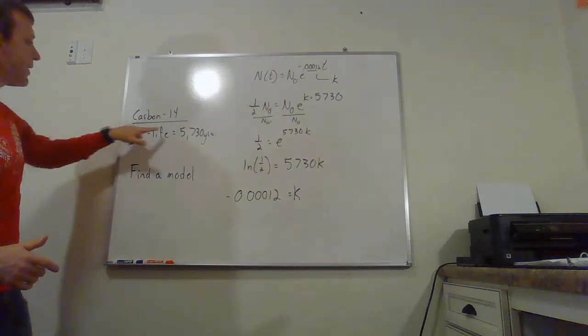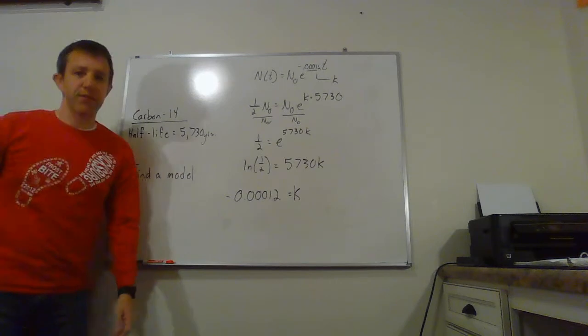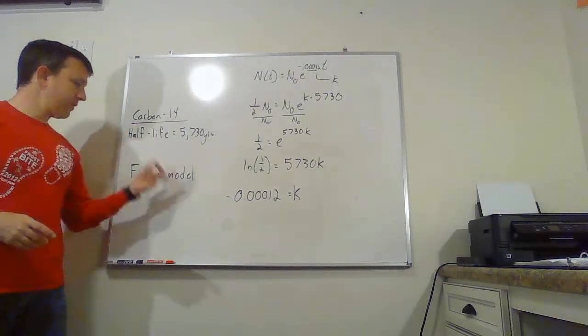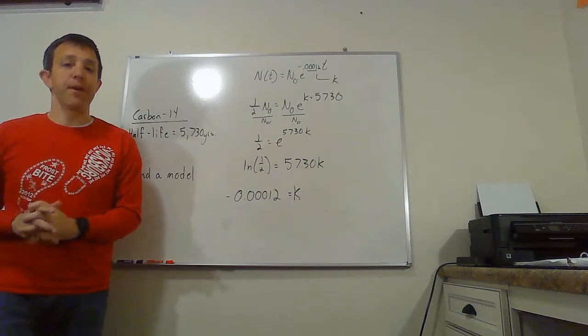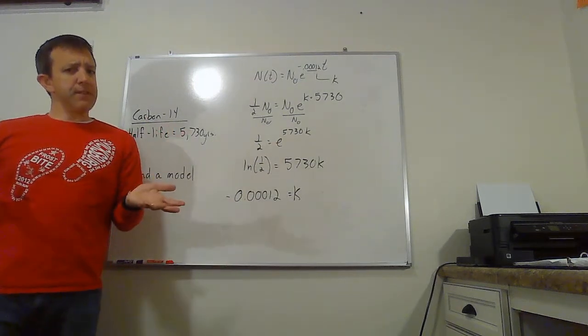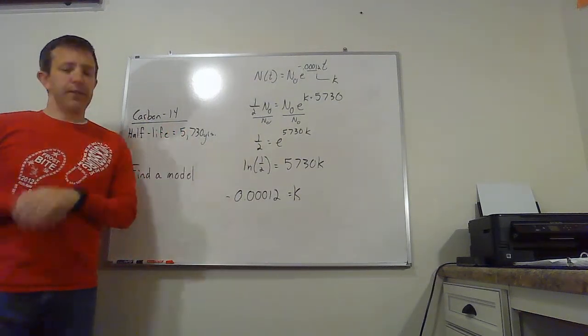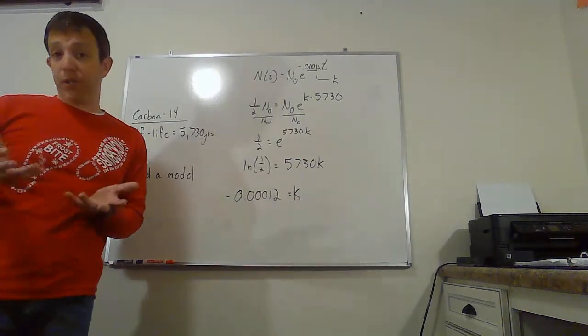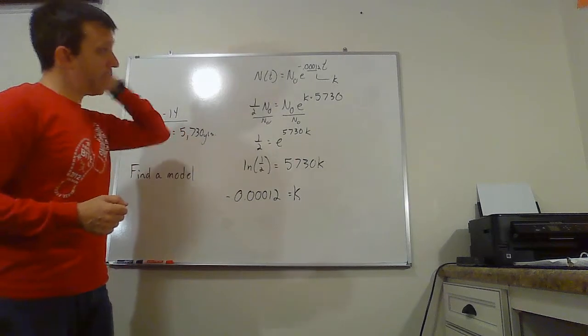So for carbon-14, the half-life is 5,730 years. I want an exponential decay model this time. It says find a model, but it's going to be a decay model. I didn't give us a lot. All I gave us was the half-life. And so we're going to have to think about this just a little bit, but it's actually going to work just fine.